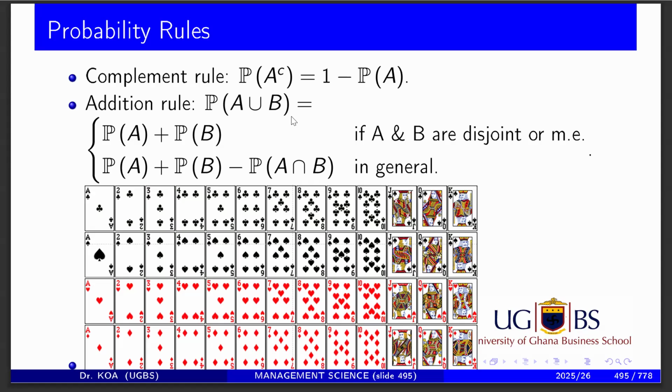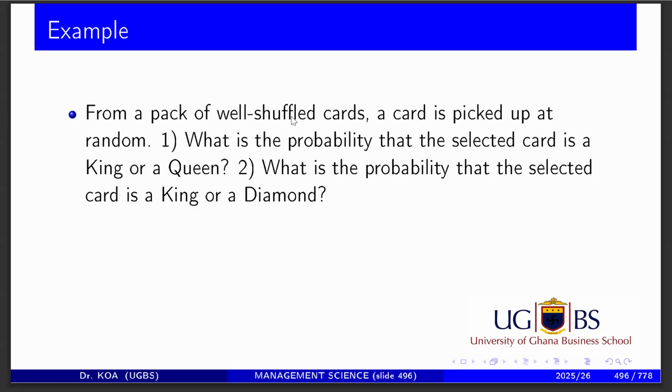Okay, are you ready? Let's start. From a pack of well-shuffled cards, a card is picked at random. What is the probability that the selected card is a king or a queen? You can tell me. You all have the deck of cards in your head. What would be the probability that the card is a king or a queen?